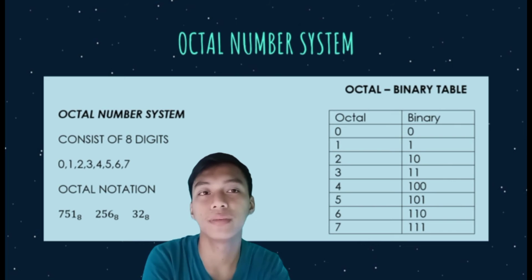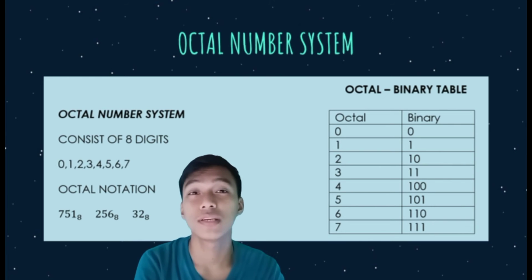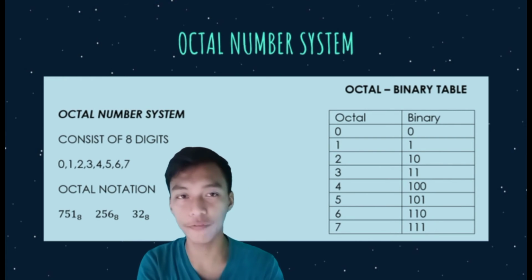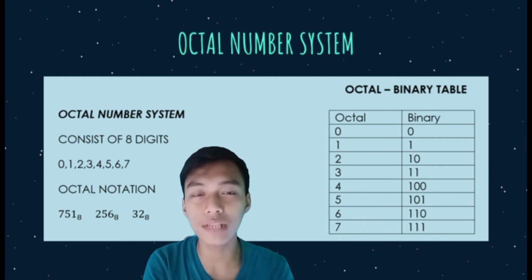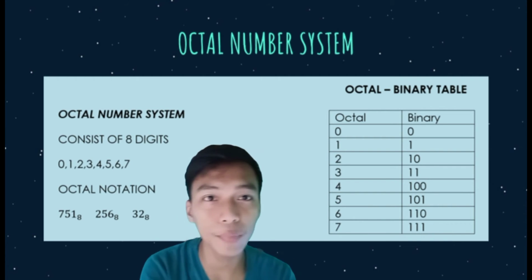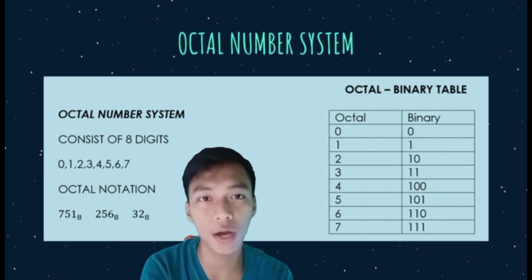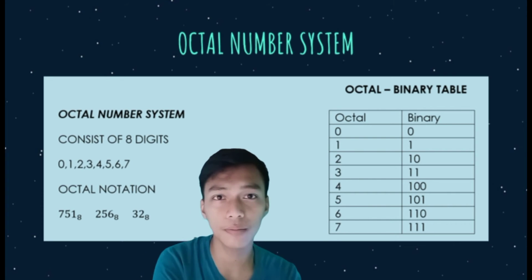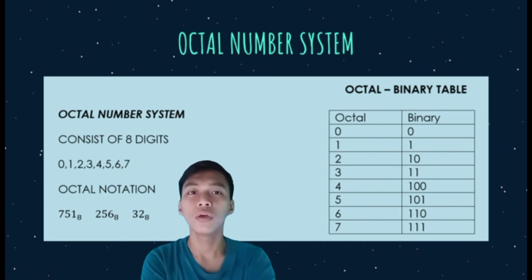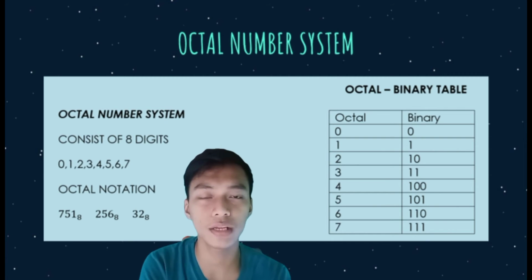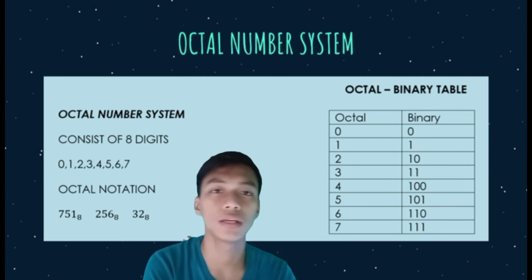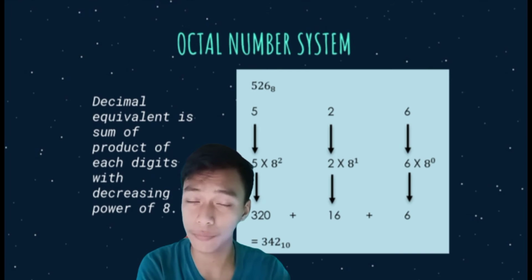Octal number system. It consists of 8 digits: 0, 1, 2, 3, 4, 5, 6, 7. It is written with a subscript of 8. This is an example of octal notation: 751 sub 8, 256 sub 8, 32 sub 8. We have here a table reference that gives us the given values from octal to binary and decimal. It is just a reference.